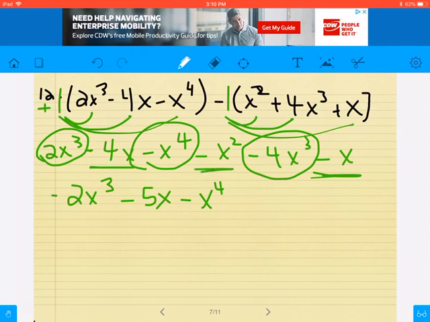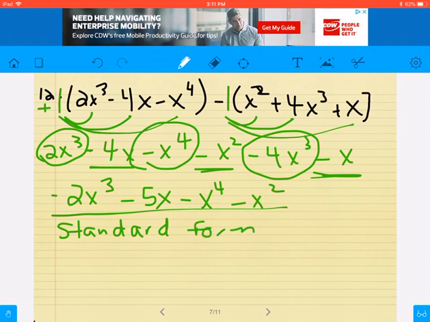Same with this negative x squared. Not seeing any other things to combine it to, so it's just going to be negative x squared. Technically, that is a correct answer. However, our more correct answer is going to be written in standard form.